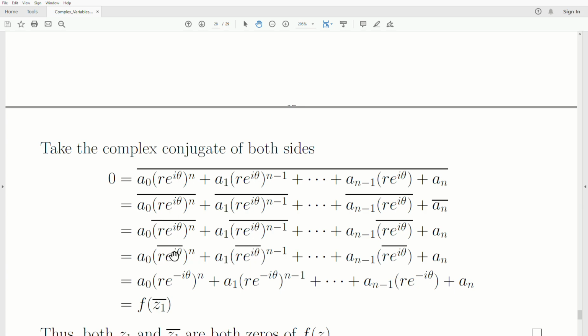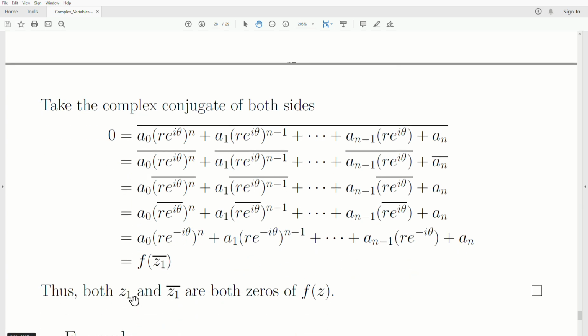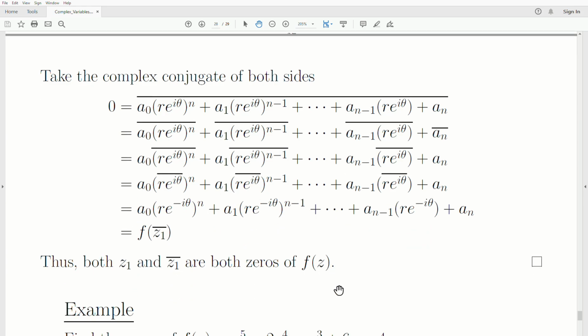But then the complex conjugate of a complex number in polar form is just the negative of that angle. So we put in the complex conjugate. Here we're saying that we're plugging the complex conjugate into this polynomial and it equals 0, right? So that says the complex conjugate of z1 is a zero. So both z1 and the complex conjugate of z1 are zeros. And that's what we wanted to show.